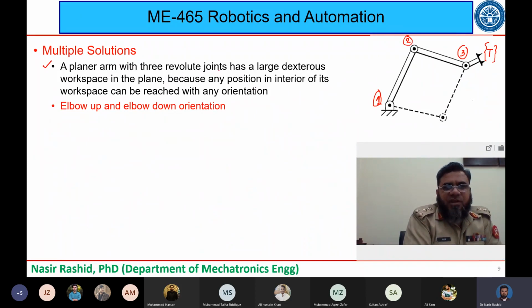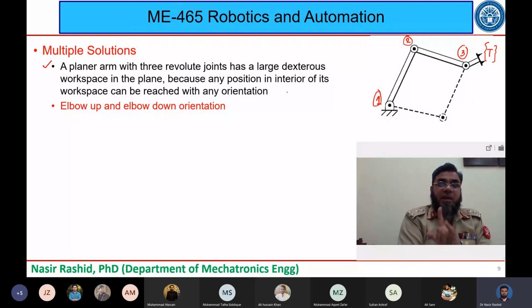A planar arm with 3 revolute joints has a large dexterous space in plane because any position in interior of its workspace can be reached with any orientation. देखिए planar robot, ज़हन में रखिएगा कि ये planar robot, ठीक है? अच्छा, अब इसकी भी ज़हन में रखिएगा कि एक तो इसकी मैक्स होगी, जो इन तीनों को मैं बिल्कुल ऐसे स्ट्रेट कर लूं जॉइंट्स को, तो एक पूरा सर्कल जो है वो इसका लग जाएगा.